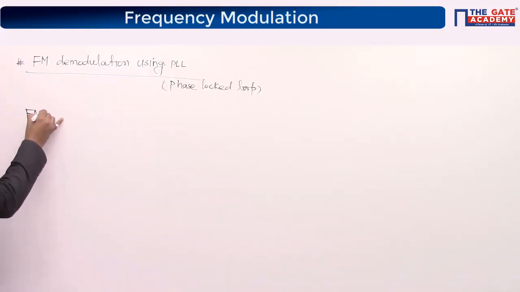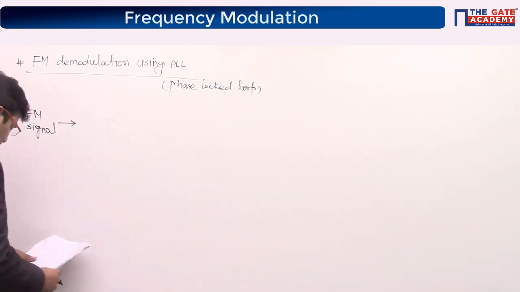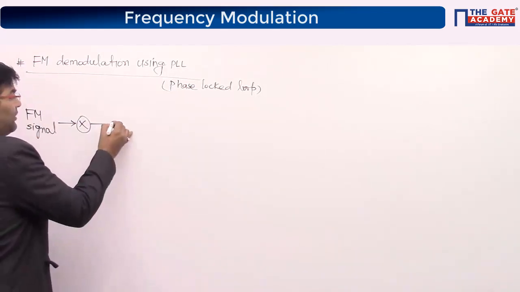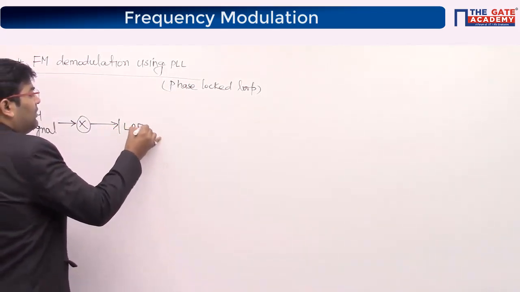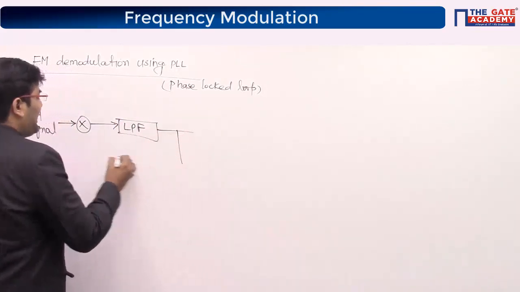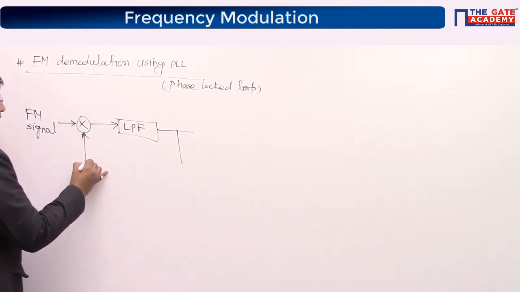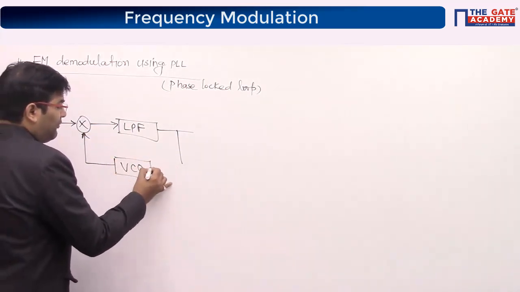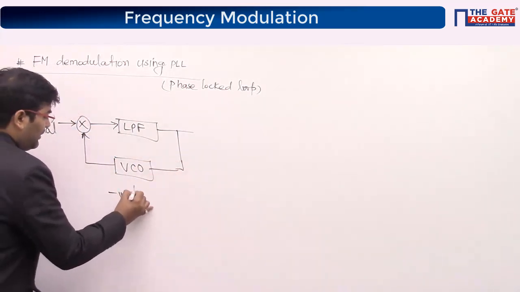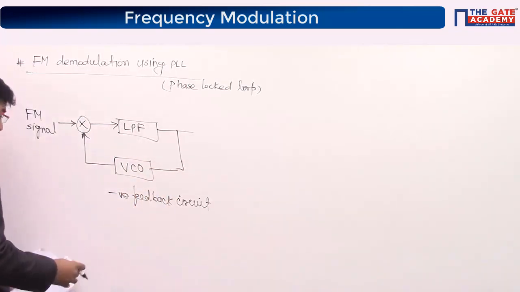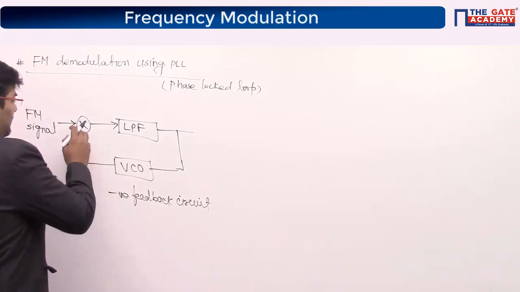So you have an FM signal. Again, guys, it is a wideband FM signal as the input. It goes into a mixer. Then it goes into a low pass filter. And actually, phase locked loop is a negative feedback circuit. Write somewhere, negative feedback circuit. So the VCO is going into the feedback.